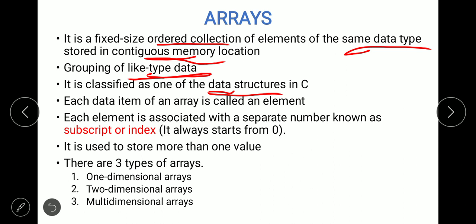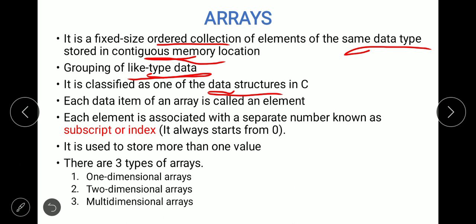So it is an ordered collection. What is ordered? Each element is given some order. As I already told, from 0 to 10 there are 11 elements, correct? Those 0 to 10 elements are properly arranged. We cannot arrange 0 and then 10 and 1 randomly. They are an ordered collection, so their memory location is fixed.